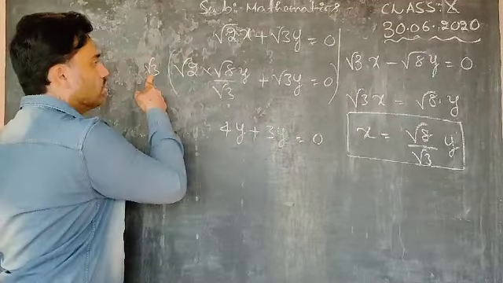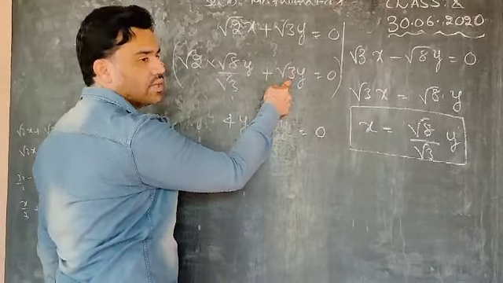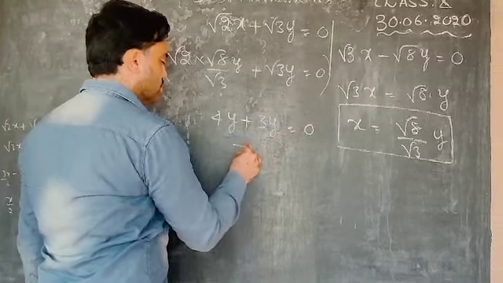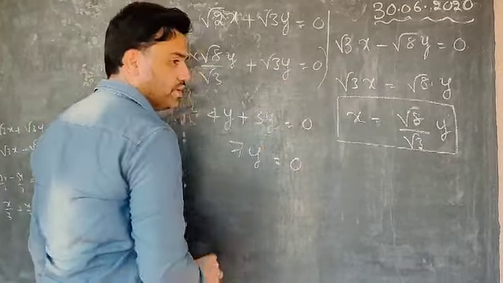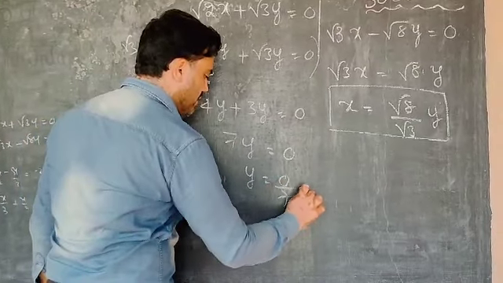Once again, root 3 into root 3, okay, root 3 whole square. Square and root get cancelled. 3y is equal to 0. So that is 7y is equal to 0. 7 is multiplying y. When I send it to that side, it divides 0 by 7. That is equal to 0.